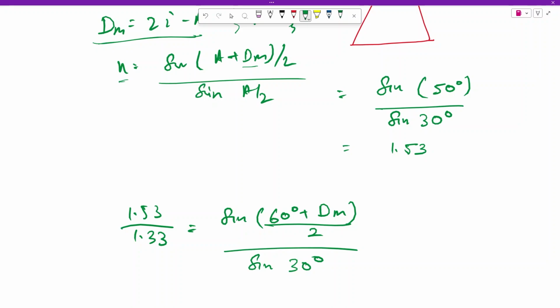Now after solving this, we will come to a conclusion that Dm is equal to 10.32 degrees. So here this formula is used. Here the refractive index is the refractive index of the prism with respect to the media in which the prism is kept. That's why we use this formula in the case of water, that is the refractive index of the prism with respect to the media in which the prism is kept. Thank you.